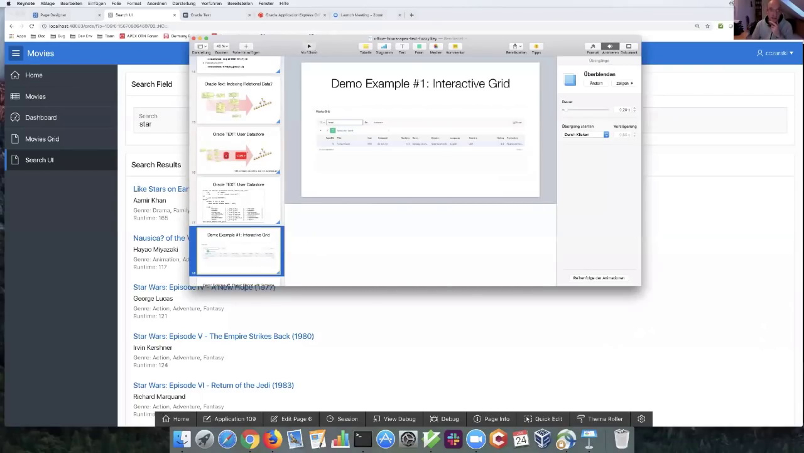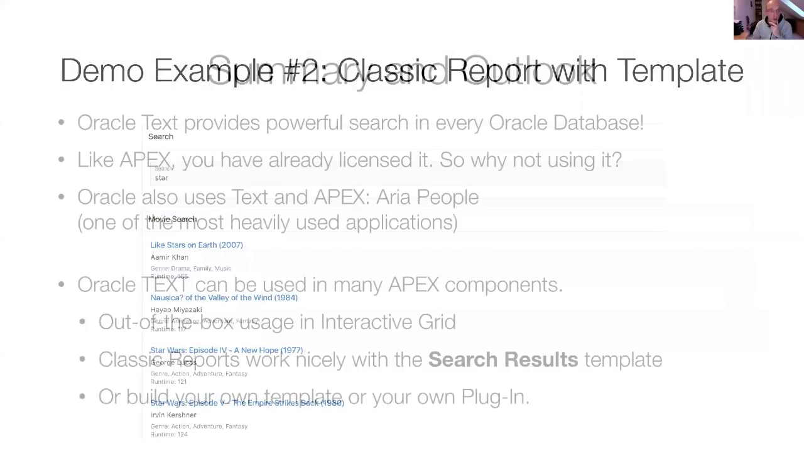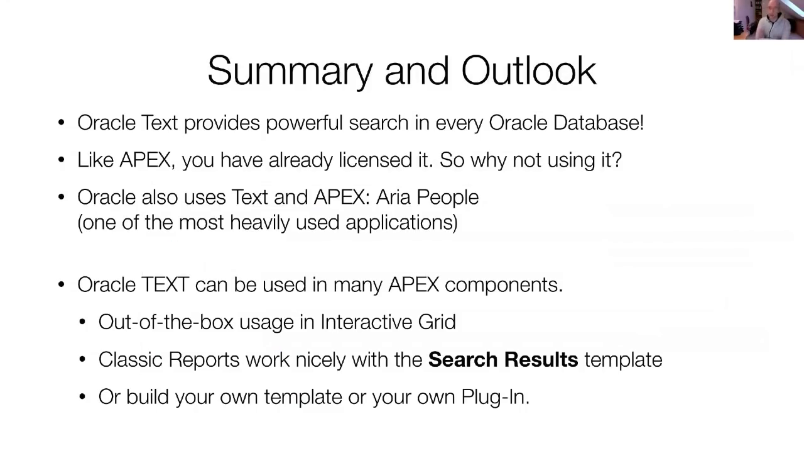Okay, so we have seen the demos. That's what I wanted to show. Let me wrap things a bit up. So what we have seen is that we have these powerful search capabilities in the Oracle database, right? It's already licensed. Oracle itself uses it. So the screenshots from the Area People application, our employee directory, that's one of the most heavily used applications within Oracle, and millions of page views, more than 1 million page views per day, then that uses Oracle text, right?